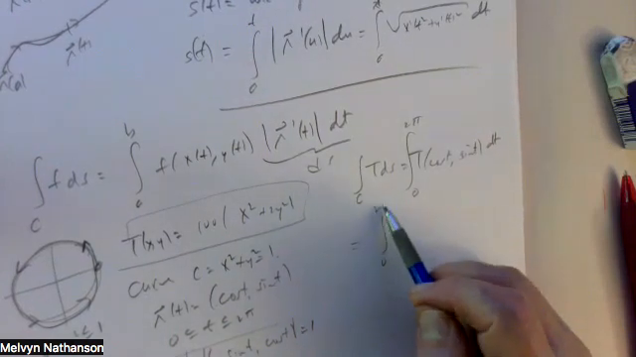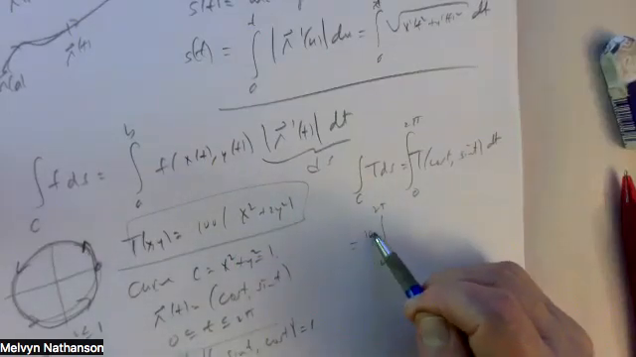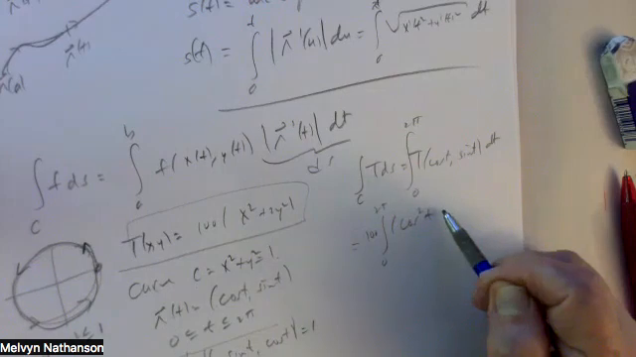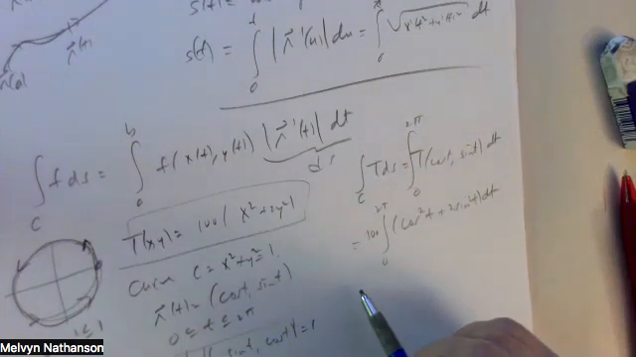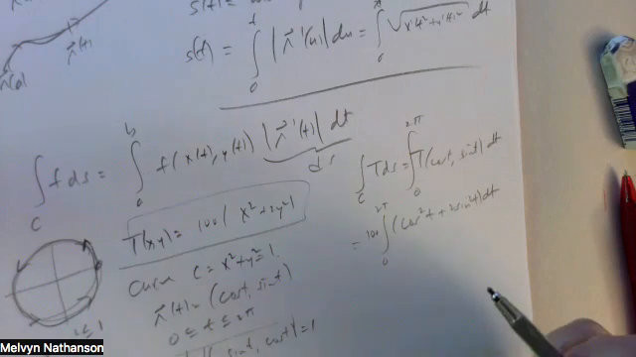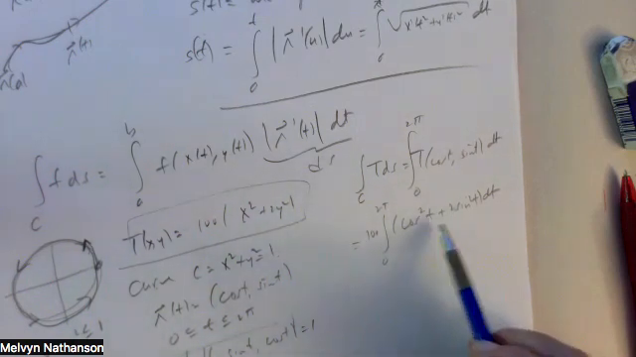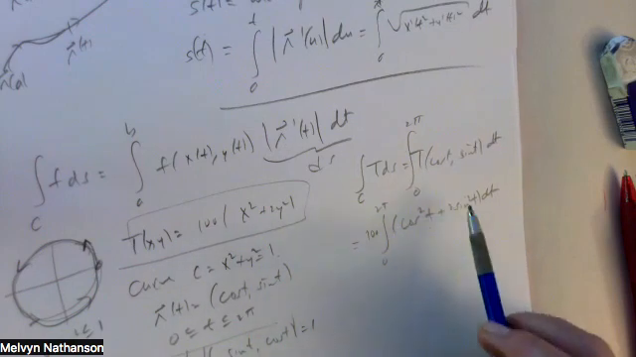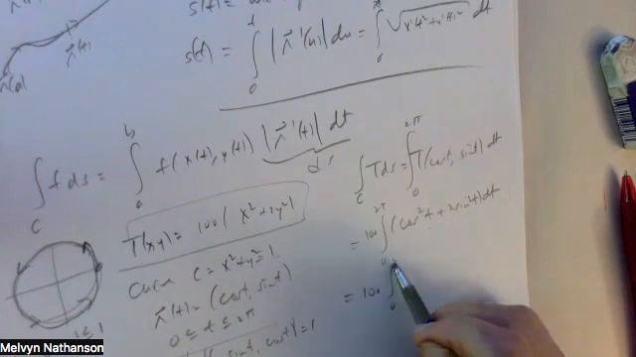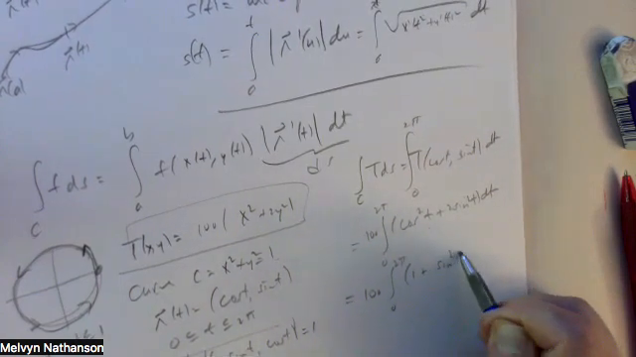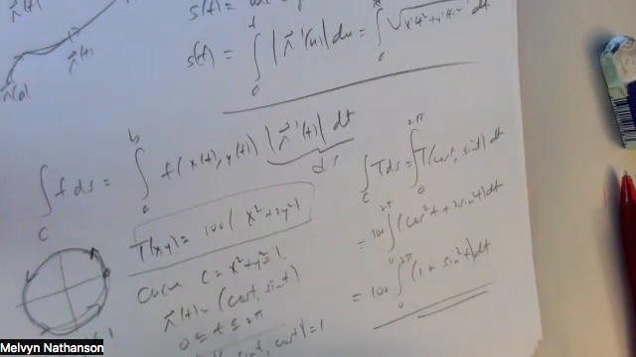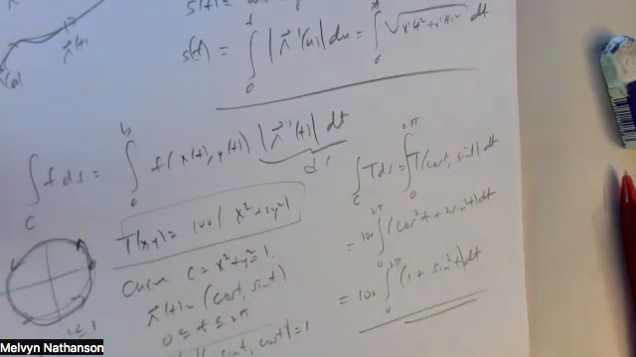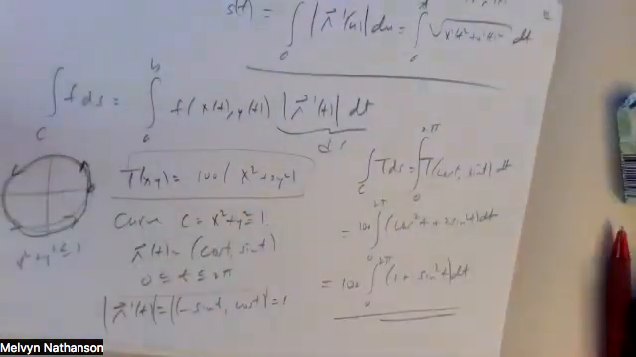This is the integral from 0 to 2 pi of 100 times cosine squared t plus 2 sine squared t dt. So this line integral is this, which is to be calculated. Cosine squared plus sine squared is 1. So this is the same as 100 times the integral from 0 to 2 pi of 1 plus sine squared t dt. And this is something which you should have learned how to do in Calc 1 or Calc 2, and maybe I'll do it one day, but this is just an example.